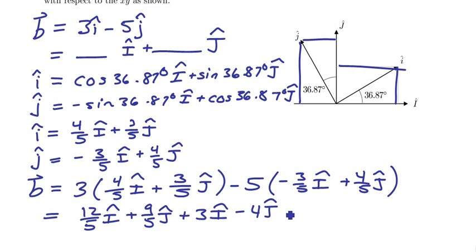So if I work this out, I'll have 12/5 plus 3, which sounds to me like it'd be 27/5 in the cap I. And I'll have 9/5 minus 20/5, so I'll have minus 11/5 in the cap J. And I'll let you go ahead and work to verify that answer. Best of luck.